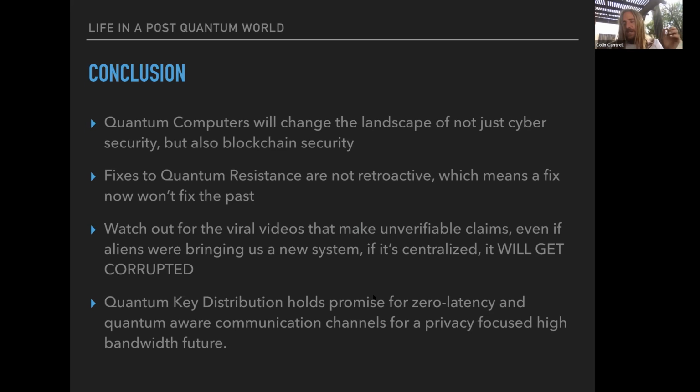And quantum key distribution holds promise for zero latency and quantum aware communication channels for a privacy focused high bandwidth future. And that is where the satellites are going. That's what I hope to get in my lifetime, because that would be cool.